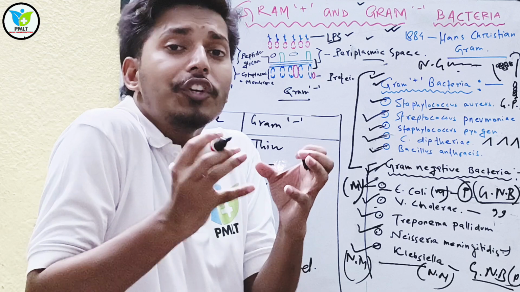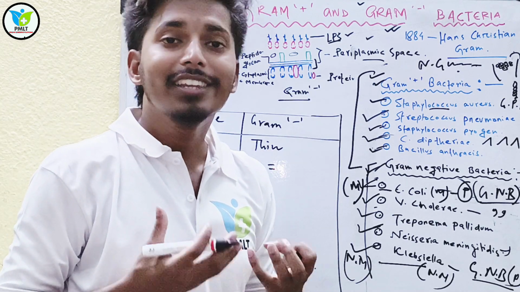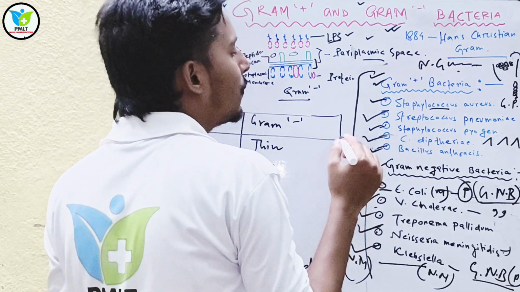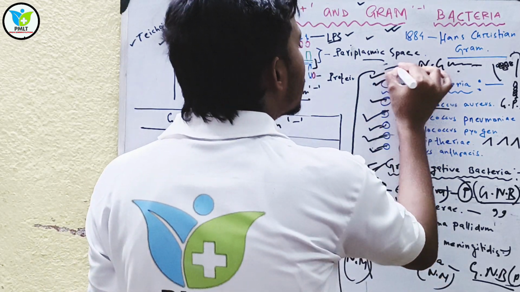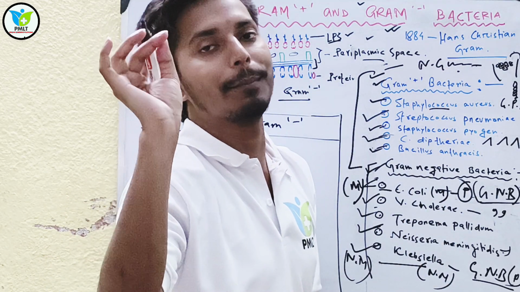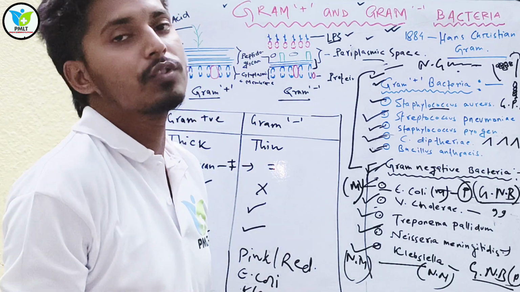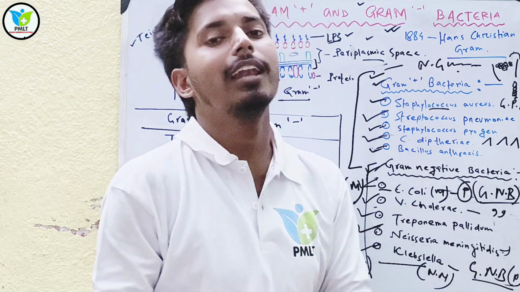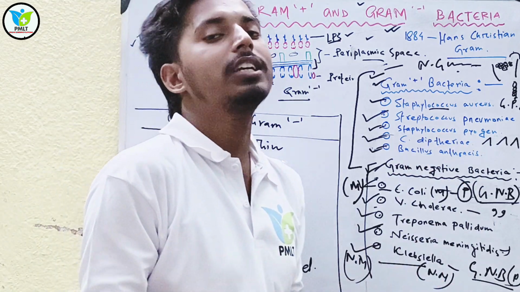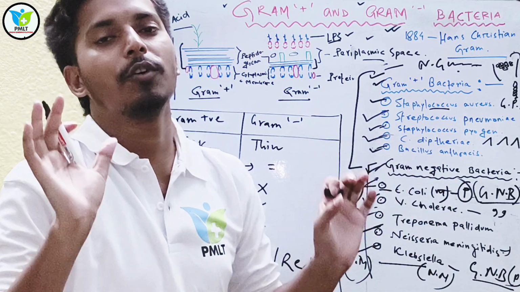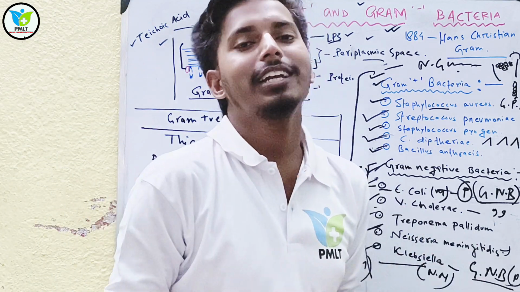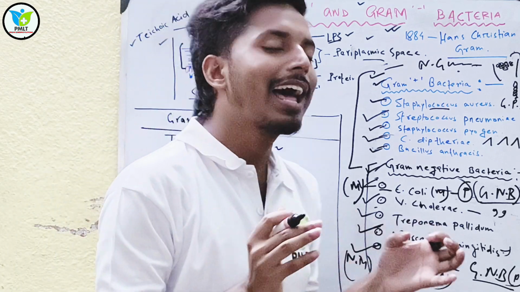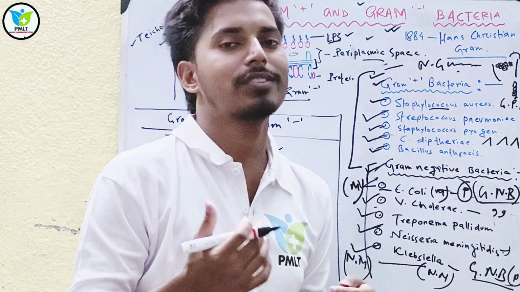Whenever you study systemic bacteriology, you will understand that among the morphological features, first you have to say whether it is gram positive or gram negative. Second, whether it is cocci or bacilli. Third, whether it is motile or immotile. Fourth, whether it is sporing or non-sporing. Fifth, whether it is capsulated or non-capsulated. And whenever I take the class of systemic bacteriology, you will understand it.